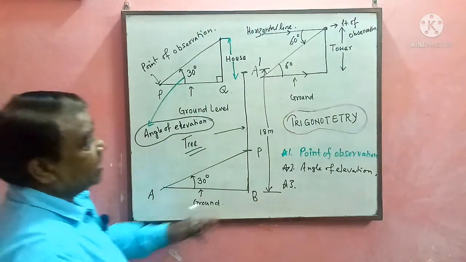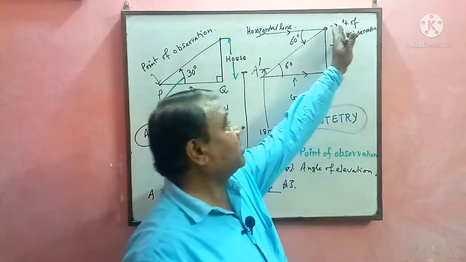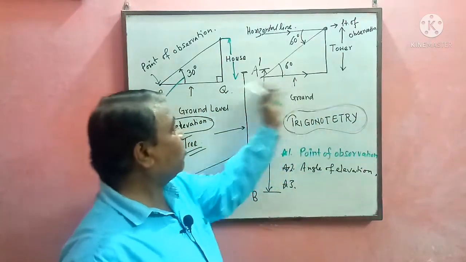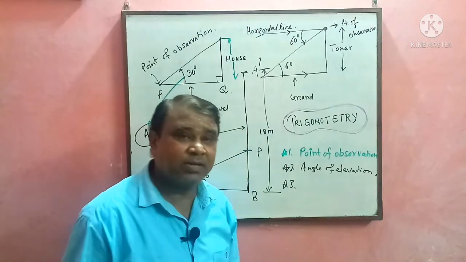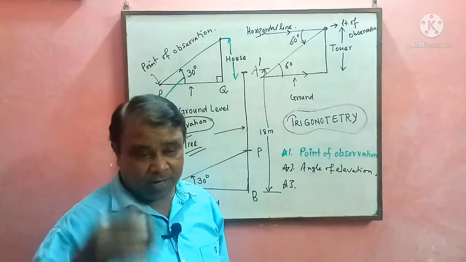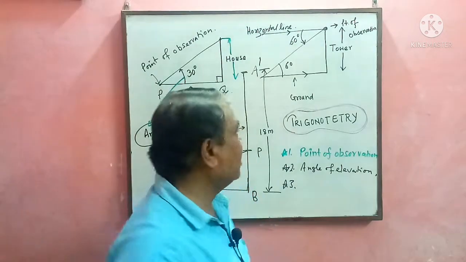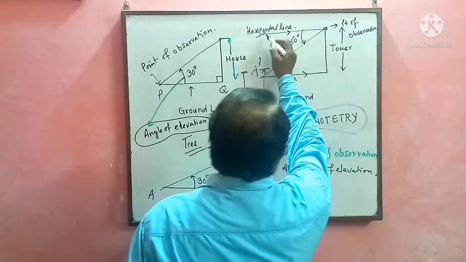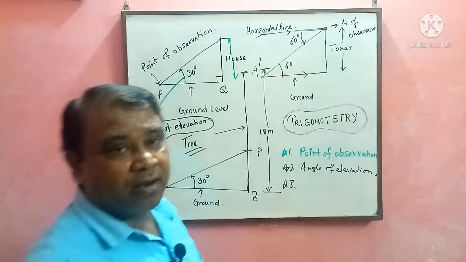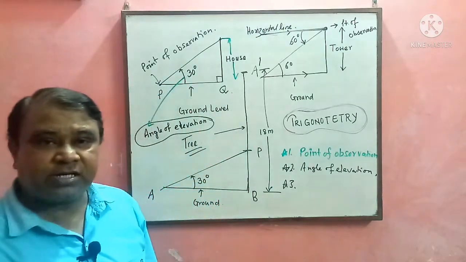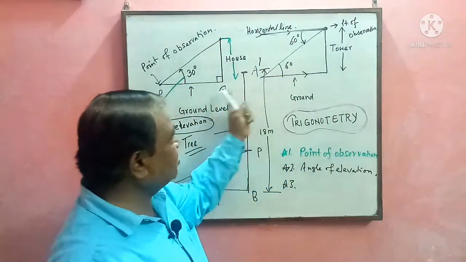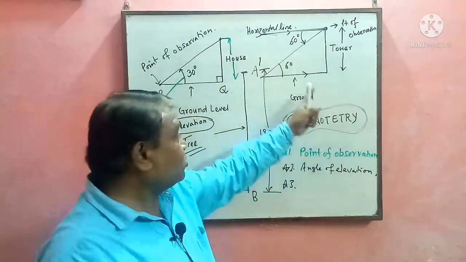angle of depression. Like when we are seeing an object from the top of a building and the things are on the ground level, obviously we keep our eyes down towards the ground, and then our eyes will make an angle with the horizontal line. This is very important. Whenever we have either angle of elevation or angle of depression, we have to have a horizontal line. Whether it is down, this is also considered as a horizontal line.